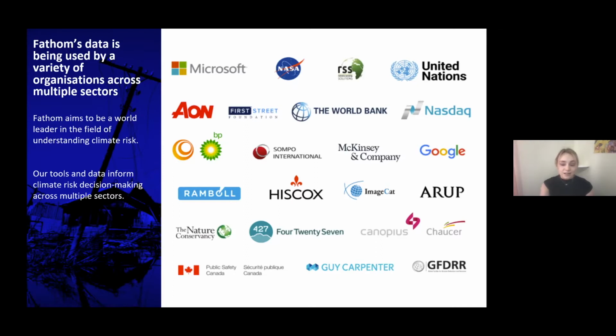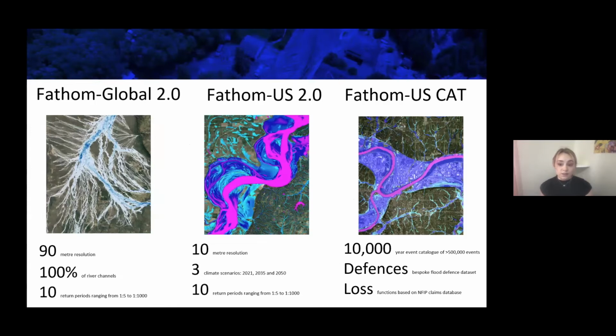So keep an eye out for lots of exciting research that we will be circulating throughout the year. And if you do want to access any of these papers that we have produced, you can do so through our website. Since 2012, the company has grown significantly, and now Fathom's data is being used by a range of organisations across multiple sectors such as insurance, international development, emergency response, and climate change. And this is both on a global and national scale. It's our mission to become a world leader in the field of understanding climate risk, and our products and research allow us to put the data surrounding climate risk in the hands of decision makers so that they can mitigate that risk.